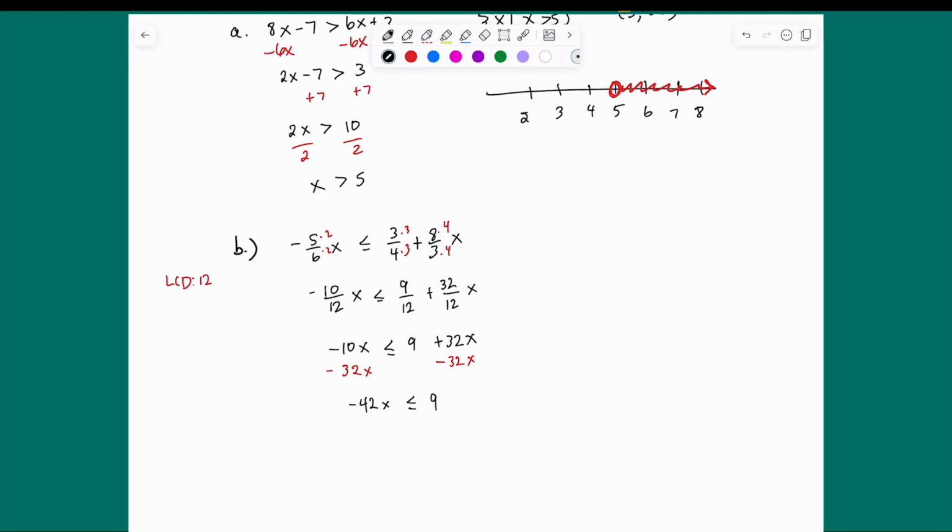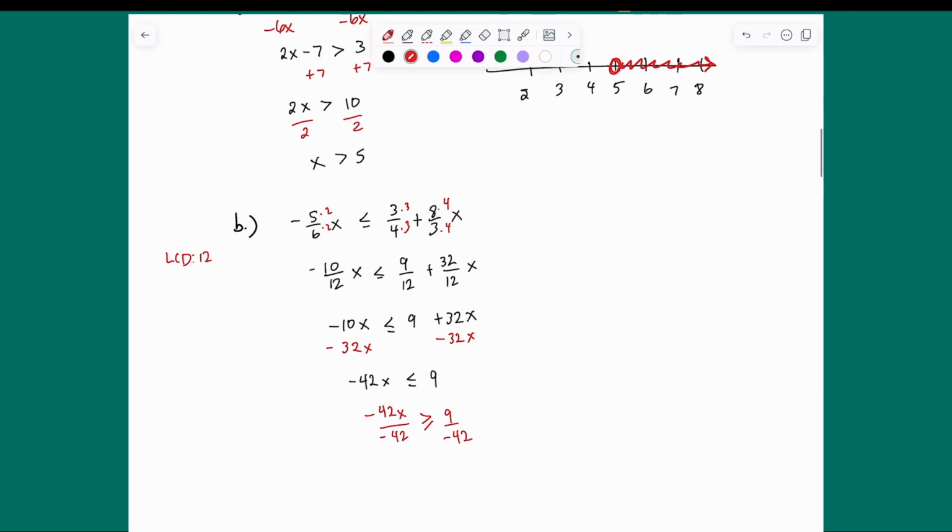And then I would divide both sides by negative 42, which happens to change the inequality to greater than or equal because of our properties of inequalities. And doing so gives us the final answer that x is greater than or equal to negative, and then of course 9 over 42 has at least a 3 in common, and so we could divide out a 3 to get negative 3 over 14.